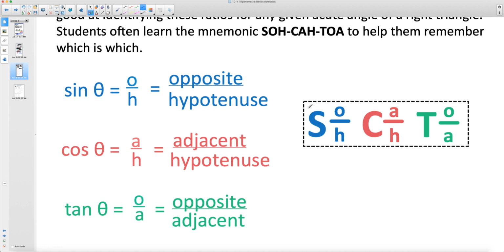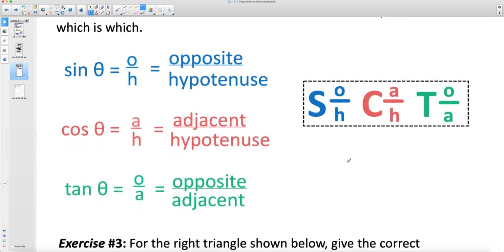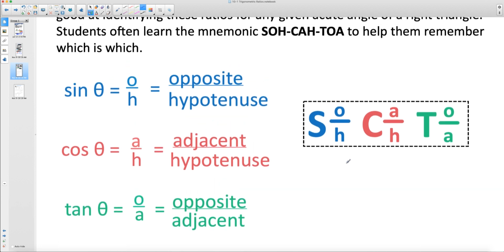You'll hear the phrase SOHCAHTOA. SOHCAHTOA is a way to remember these ratios. So sine is opposite over hypotenuse. Cosine is adjacent over hypotenuse. And TOA, tangent, is opposite over adjacent. It's just a nice way to remember sine, cosine, and tangent.